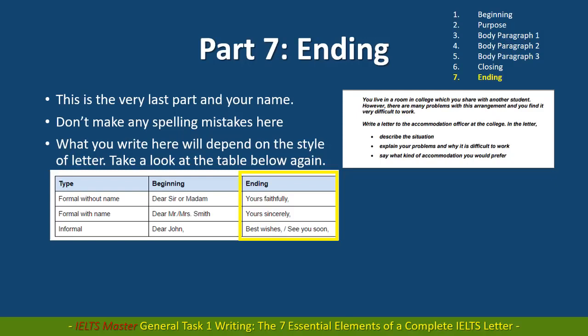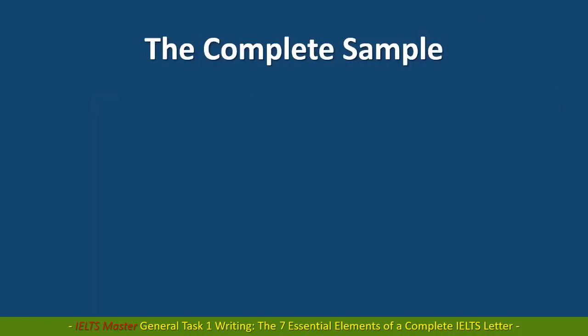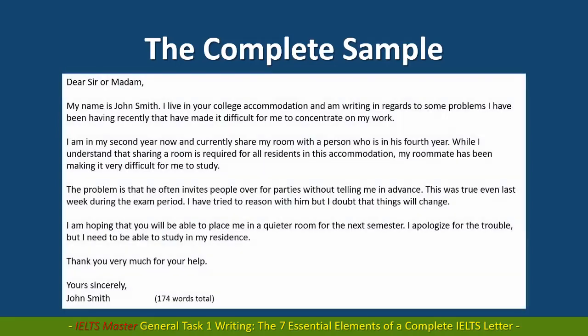Okay? And so these are the 7 parts. Before we finish, here's my sample answer. It says, yours sincerely, comma, John Smith. And this is 4 words. And then the complete sample. So we have, dear sir or madam, comma, my name is John Smith. I live in your college accommodation, and I'm writing in regards to some problems I have been having recently that have made it difficult for me to concentrate on my work.